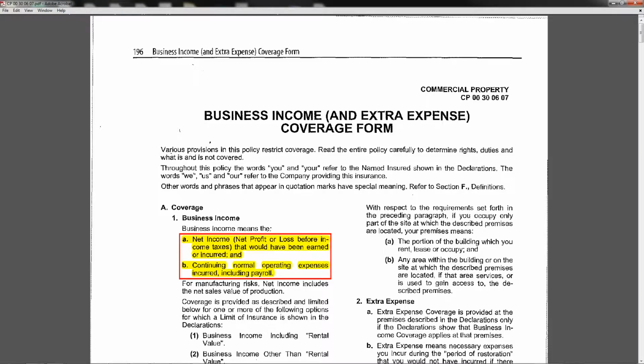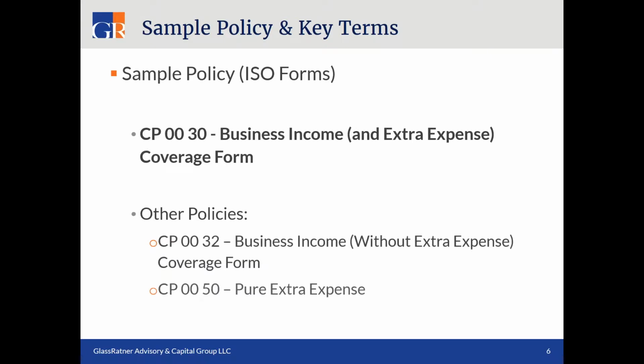Now, there might be other forms out there. A lot of the different insurers have their own versions of this, but basically this is a very common form that we run across and is a good way to cut your teeth on business interruption. There are other forms that may not include extra expense. There are other forms that may also have differences in the way that they treat payroll.